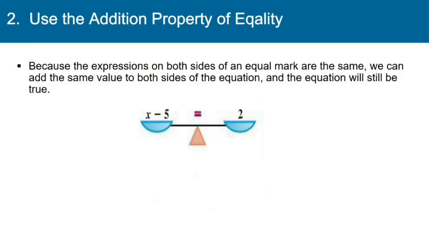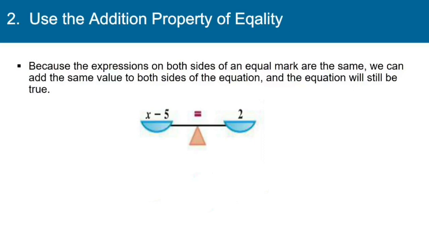So for example, if we had the equation x minus 5 equals 2, then on the left side of the scale would be the x minus 5 and on the right side would be the 2. And just like a balance scale, if we add the same thing to both sides of the scale, then the scales will stay balanced, and that's what we want to do. But we want to add something that will isolate the x. So in other words, we want to eliminate the minus 5.